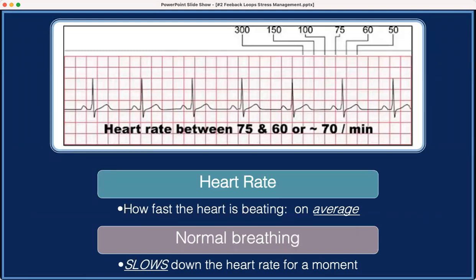So this is a little precursor to what we'll be talking about in the cardiovascular system, but your heart rate is never exactly the same from beat to beat. You have a variability. So when your heart rate is measured, the number that comes back is just an average. But at any one time showing on this EKG, your heart rate can vary from 75 beats per minute to 60, and it averages out to 70.